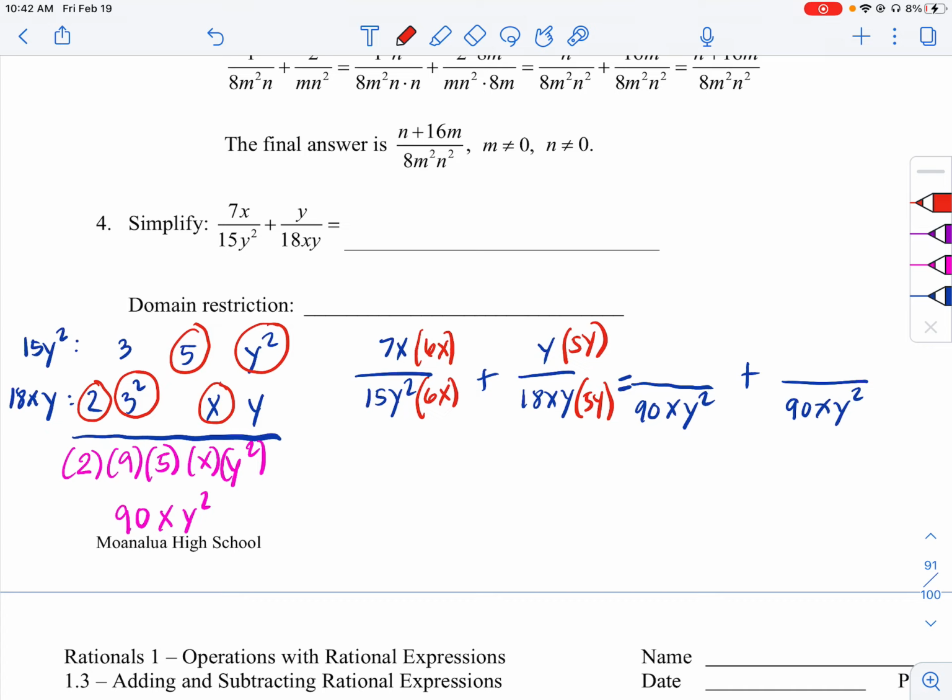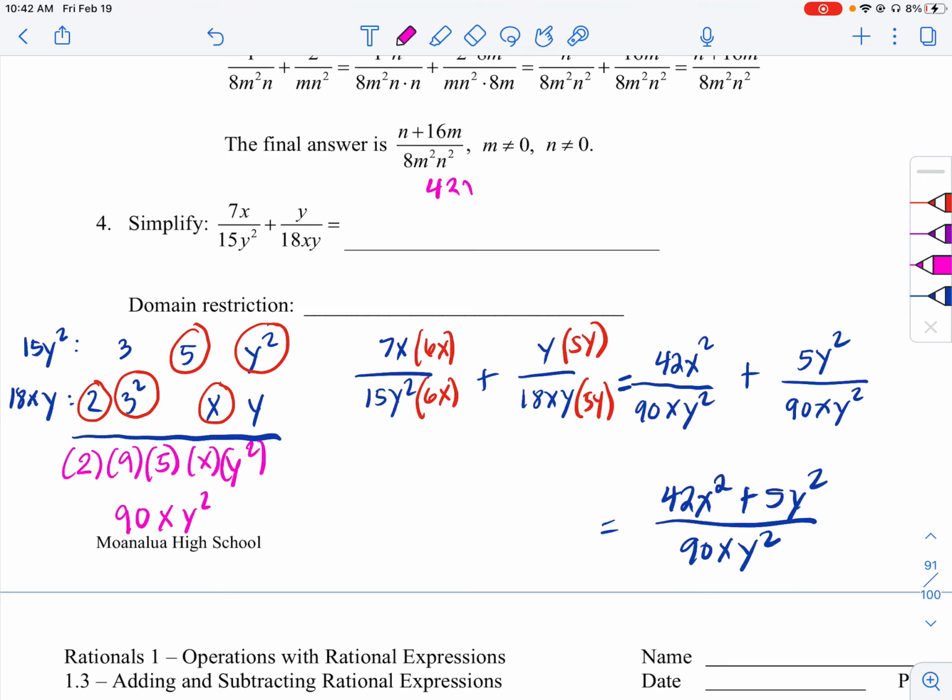Okay, so we have 7x times 6x, that's 42x squared. 5y times y is a 5y squared. And because they have the same denominator, I can just write them all at once. 42x squared plus 5y squared. It does not look like they have something in common, right? The 5y squared and the 42x squared, they don't have anything in common, so we cannot simplify them anymore.